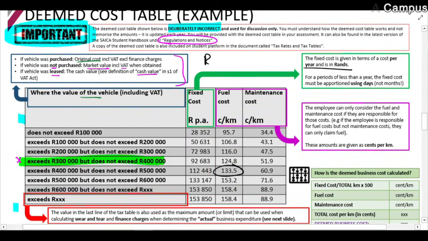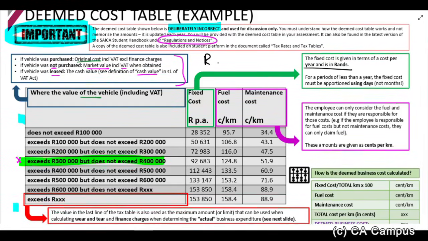That 133 would be 1 rand 33, 1 rand 33.5, like that. That is obviously not a way in which we express rands and cents. Cents are only 2 decimals usually. It's not appropriate to round it up because depending on the kilometers, it can make a difference. So use it as is given here.